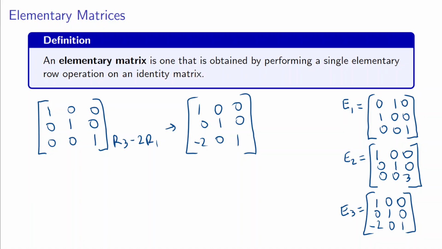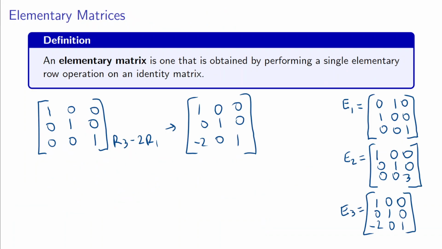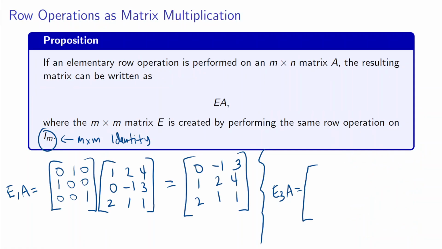Let's do the replacement example. So E3. Maybe we'll try E3 times A. Okay, so we have E3: 1, 0, 0, 0, 1, 0, negative 2, 0, 1. Multiply that by A.